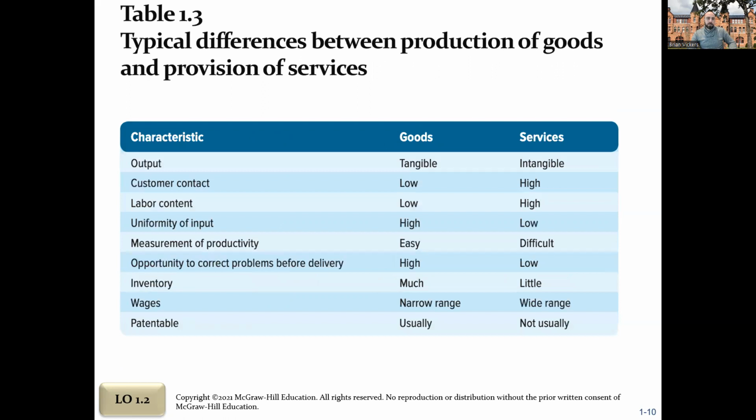Here are some typical differences. These aren't going to be 100%, right? So the typical output of a good is something tangible, something you can actually physically touch, right in front of you, right? You buy something off a store shelf, it's tangible. Intangible is that feeling you get, the emotional response, whatever the case is, that the service provides you, right?